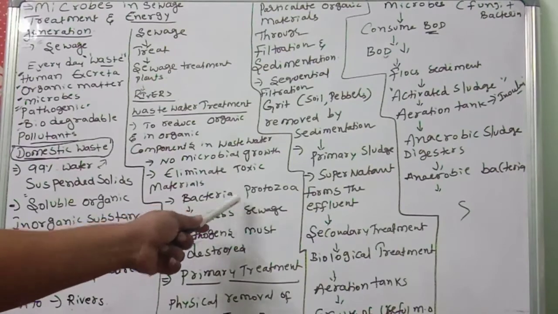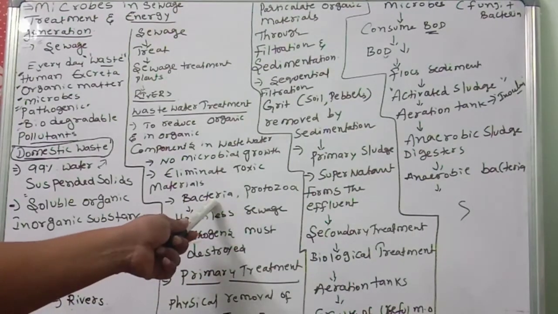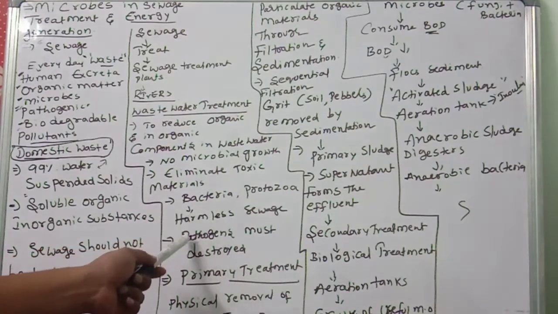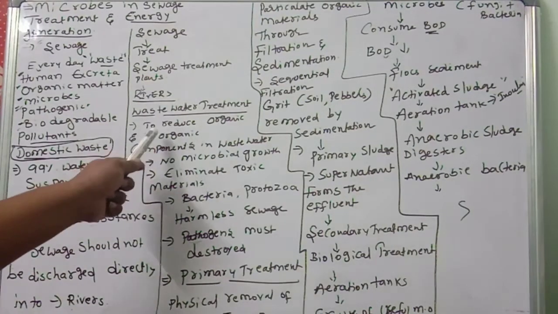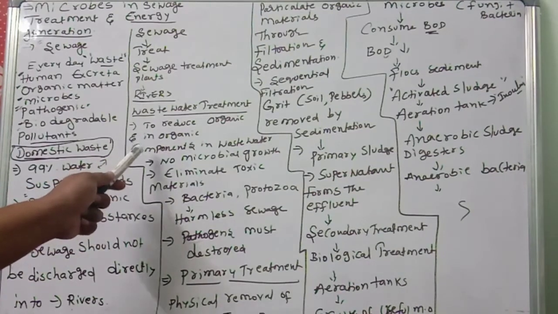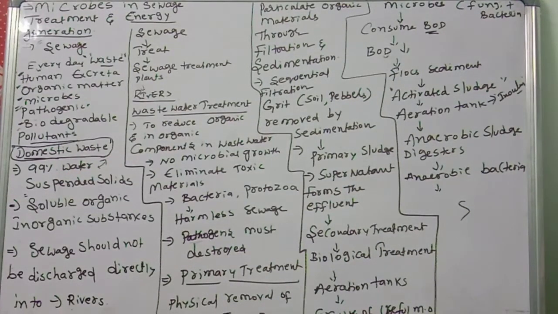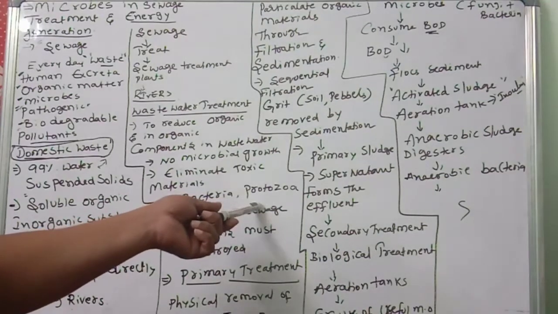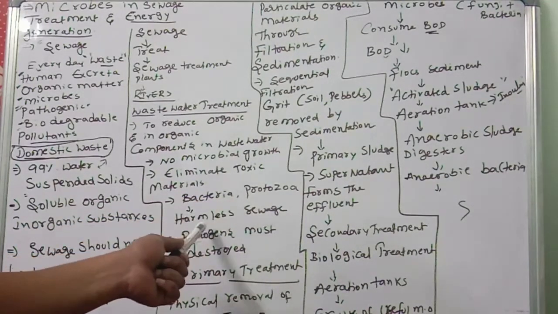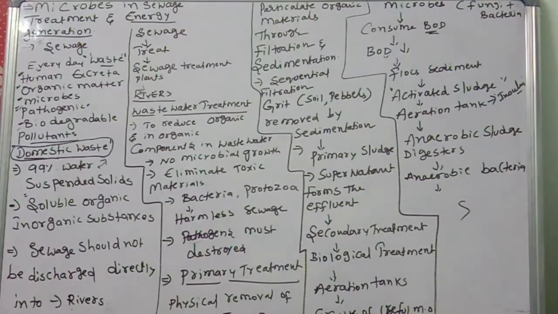These bacteria and protozoa digest the pathogens, and they also help to digest the inorganic matter. The pathogens must be destroyed, otherwise we will get infections. So we must reduce organic and inorganic substances. Why? So that there is no microbial growth: when there is no organic matter, there is no bacterial growth. We have to eliminate toxic materials, make useful bacteria and protozoa, and make the sewage harmless. Pathogens must be destroyed. These are all the things we have to do in wastewater treatment. So in sewage water treatment or wastewater treatment, three steps are there.